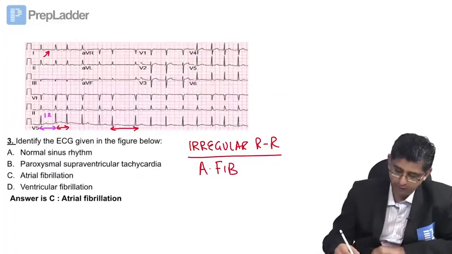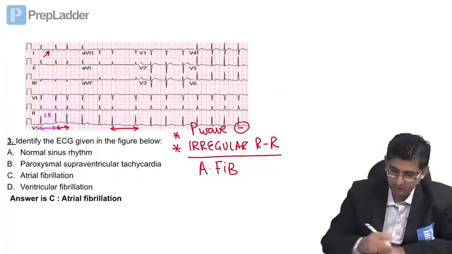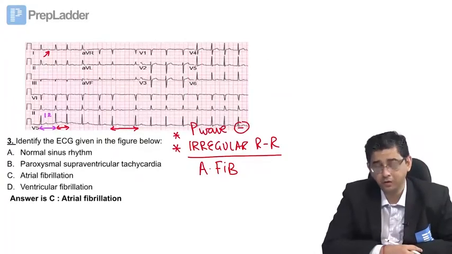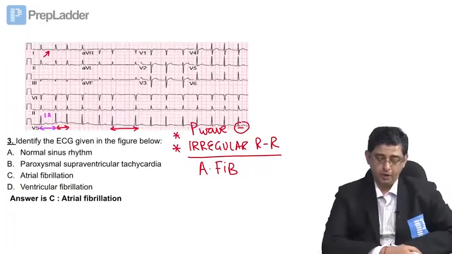How did I come to diagnosis of atrial fibrillation here? One, I notice irregular RR interval. Second, I notice the P wave in the ECG of the patient is absent. These are two important diagnostic criteria for the commonest arrhythmia in clinical practice. That's why the answer is atrial fibrillation.